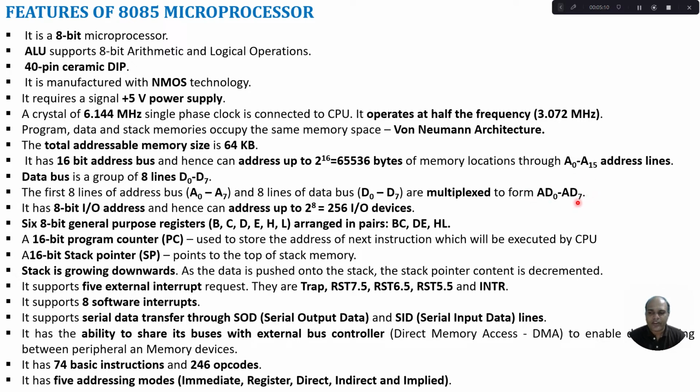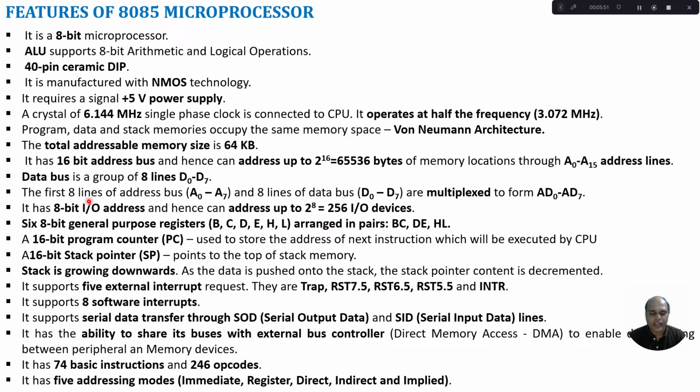In order to differentiate whether these pins contain an address or data, it makes use of a pin called ALE, address latch enable. If the address latch enable pin is 1, then the content on AD0 to AD7 will be treated as address. If ALE is 0, then the content on AD0 to AD7 will be treated as data. So we reduce the number of pins on a microprocessor by multiplexing the lower part of the address with the data content.